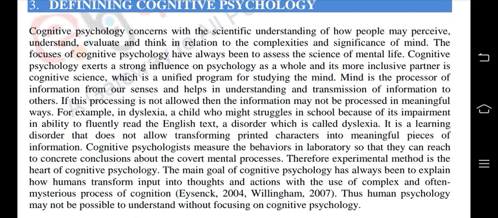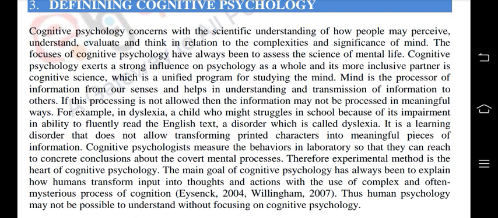For example, in dyslexia, a child might struggle in school because of an impairment in the ability to fluently read English text, a disorder which is called dyslexia. It is a learning disorder that does not allow transforming printed characters into meaningful pieces of information. Cognitive psychologists measure behaviors in the laboratory so that they can reach concrete conclusions about the covert mental processes. Therefore, the experimental method is the heart of cognitive psychology.